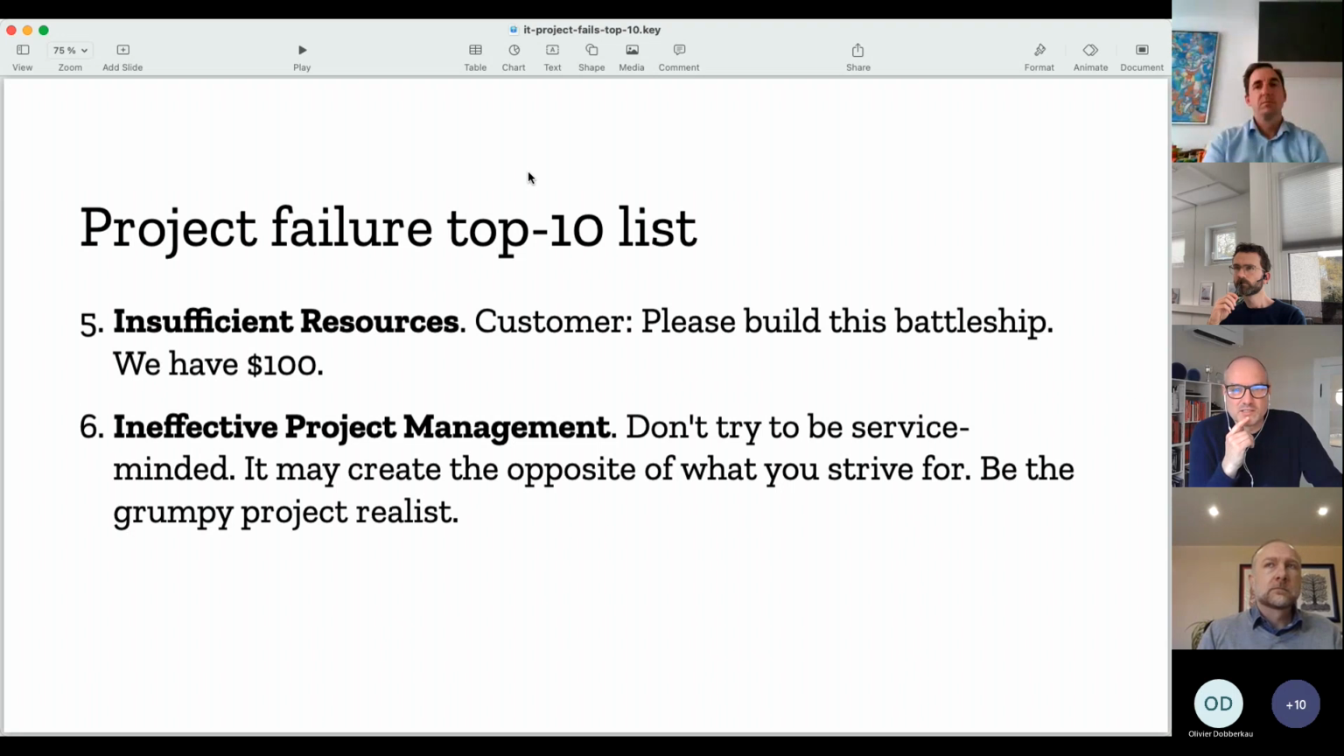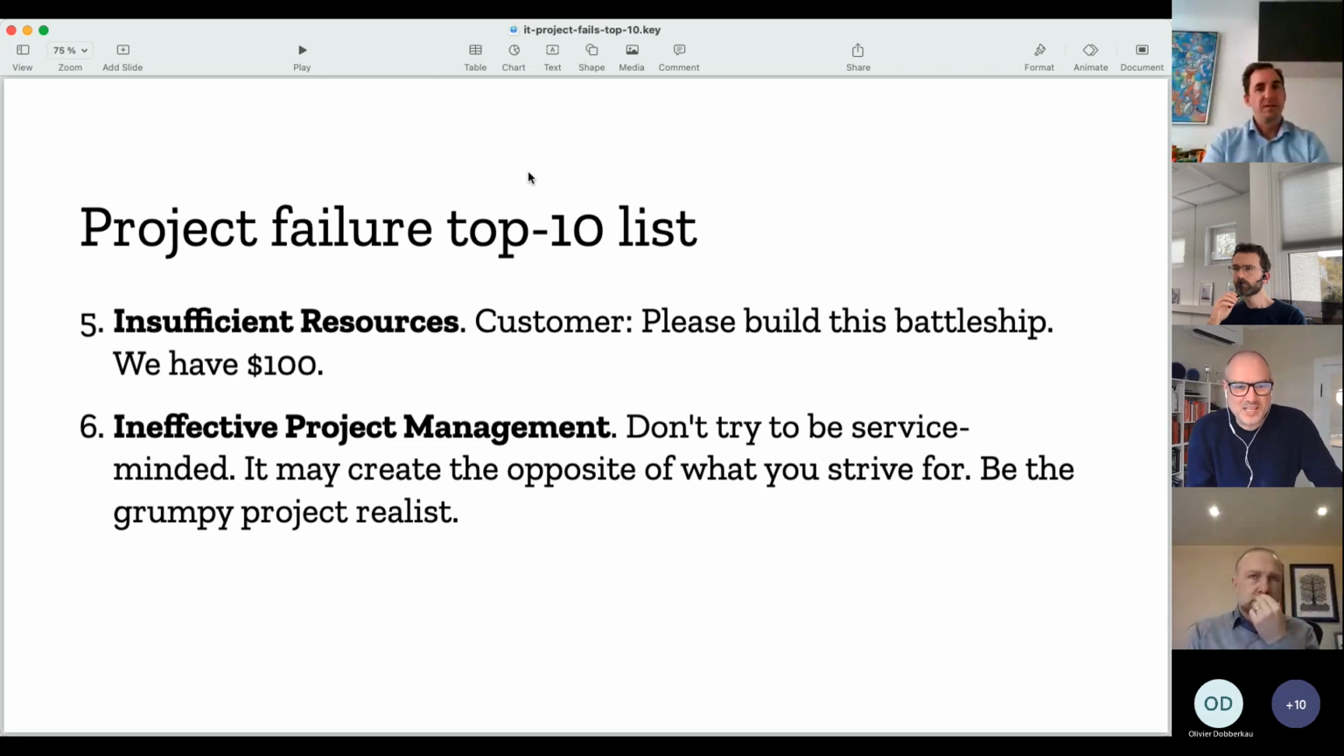And they said, strategically, this is the most important project that we have in the company. But they definitely did not have the biggest budget for it. So there needs to be an alignment between what you expect from a project and what you put into it.